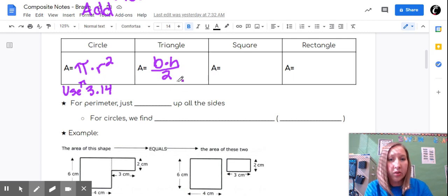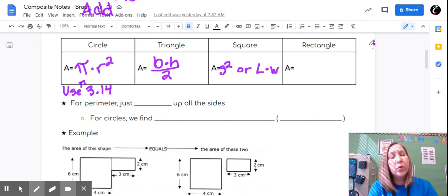When we're finding area of a square, our area is equal to our side length squared, so s squared, or we can still use the same one as area of a rectangle because a square is a rectangle, and we can do length times width. So our area formula for a rectangle is just length times width, or sometimes we use base times height. But either way, we get the same area.